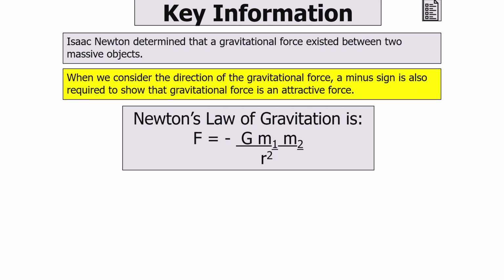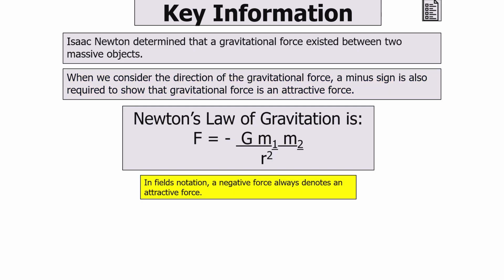Now in the previous segment we've looked at just the magnitude of the force. Now when we consider the direction of the gravitational force, a minus sign is also required to show that the gravitational force is an attractive force. In field notation, a negative force always denotes an attractive force.